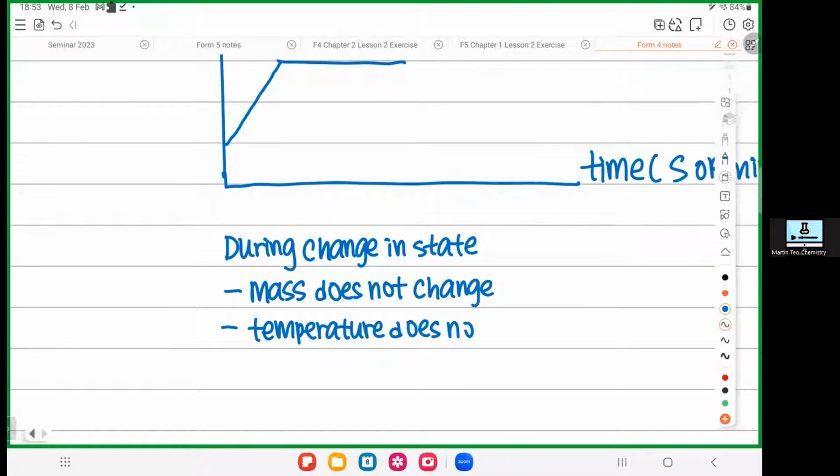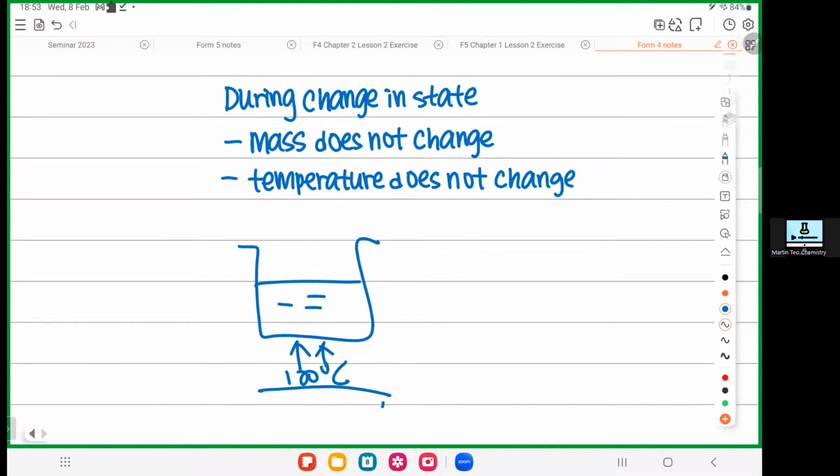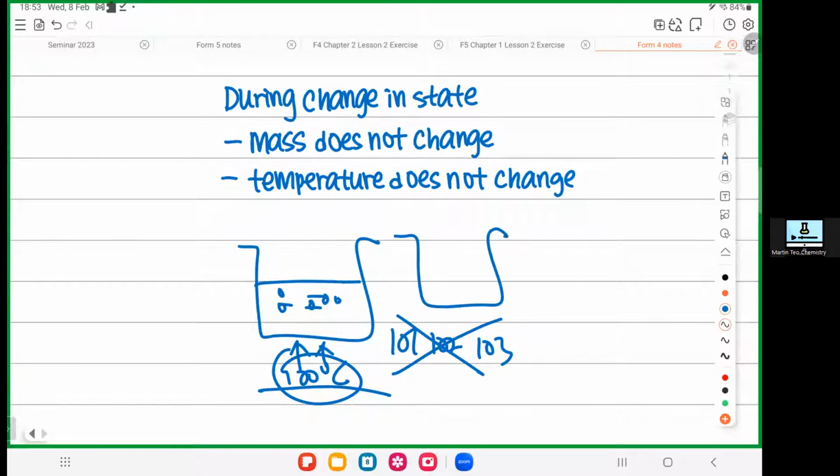For example, if you want to boil the water, you heat the water in the kettle until 100, then the temperature will stop. Temperature will not go up. You won't get 101, 102, 103. No, temperature will stop at 100 until all the water boils and becomes gas. Only when all the water has become gas, then the temperature from 100 can go up again, maybe 110, 120, okay? So when you change from one state to the other state, the temperature never changes.